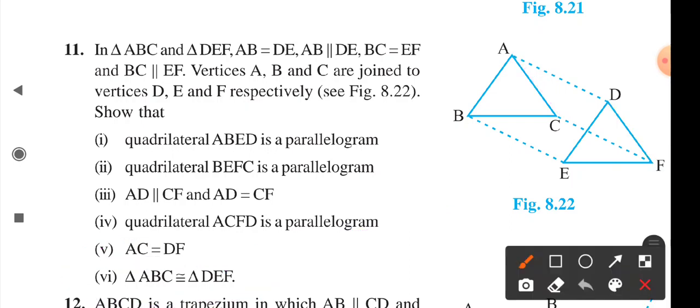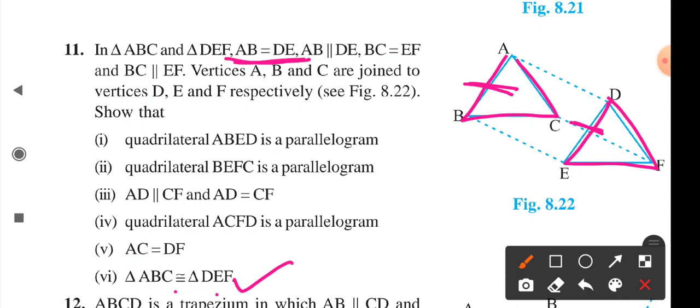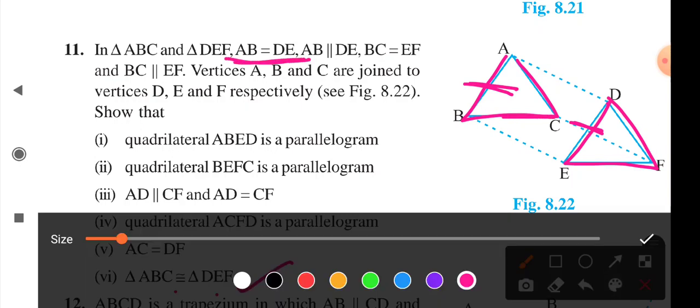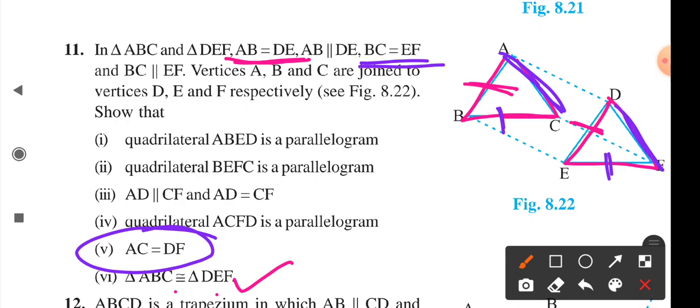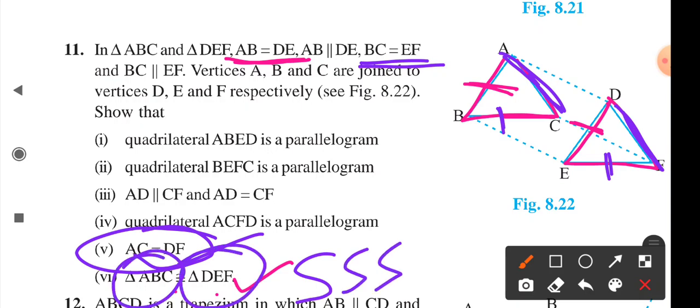You can see that two parts are given already. If you will see these two triangles, triangle ABC and triangle DEF, you will say that AB is equal to DE. It is given in the question. Similarly, BC, I will show you, this BC side is equal to EF. It is also given in the question. And the third part you have already proved. In the fifth part, you can see that this AC side is equal to DF side. So from the SSS congruency rule, you can say that triangle ABC is congruent to triangle DEF.